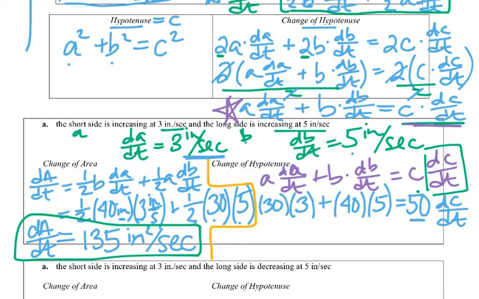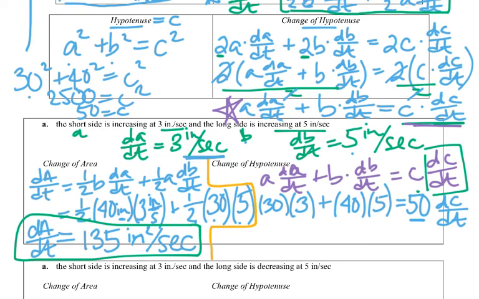Okay, if you don't believe me about this 50, you can plug it in. Up here, 30 squared plus 40 squared equals C squared. This would give you 900 plus 1600, which is 2500, equals C squared. Take the square root, 50 equals C.